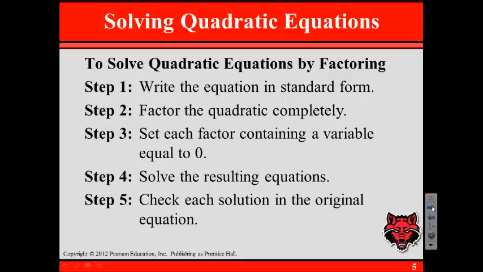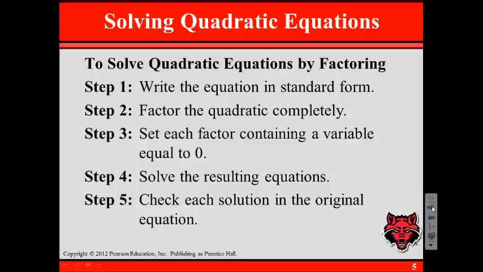Solving quadratic equations by factoring. Step 1, we write the equation in standard form. Essentially, we want everything on one side of the equation and a 0 on the other side. Step 2, we factor the quadratic completely using any of the factoring methods we've seen in previous sections. Step 3, we set each factor containing a variable equal to 0.